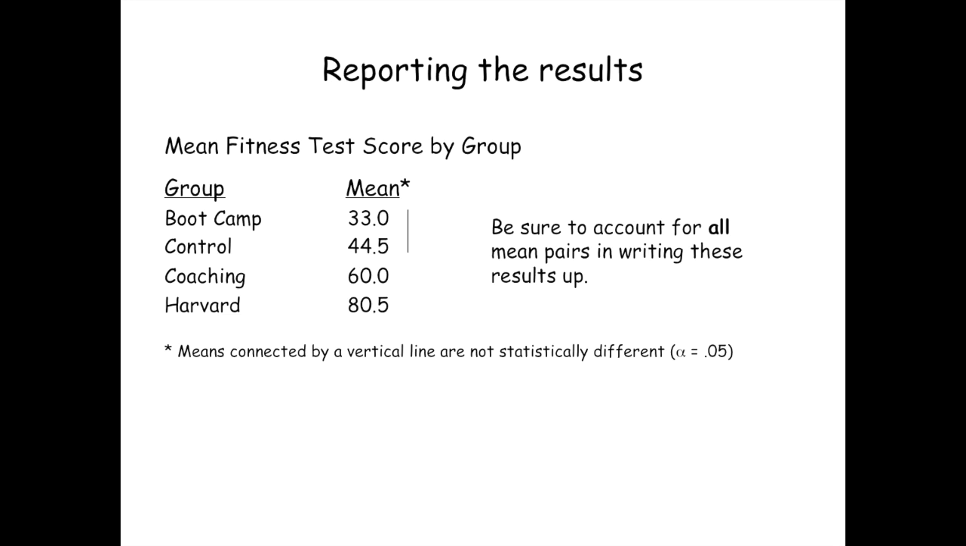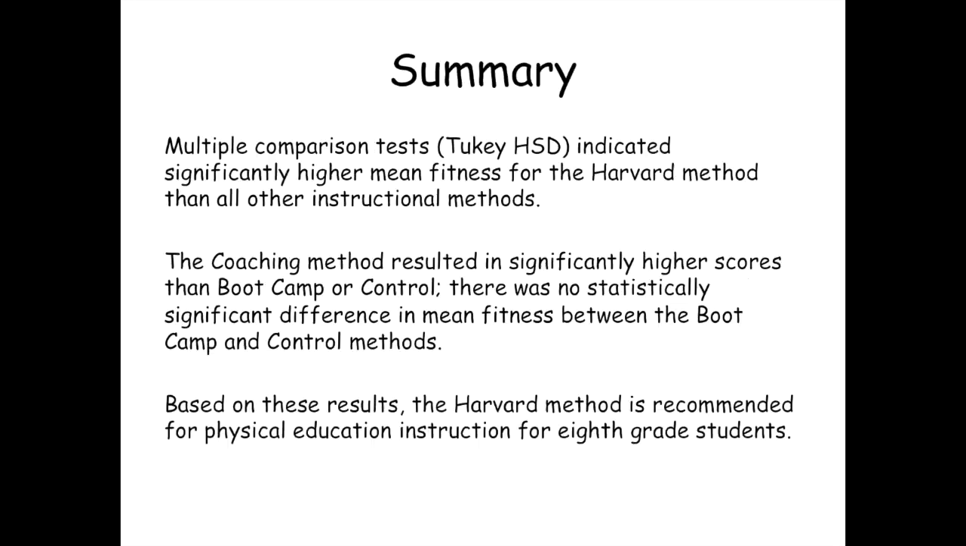When you write up these results, be sure to account for all mean pair comparisons. Here's how these results might be summarized. First, indicate the procedure that was used. The mean fitness for Harvard was significantly higher than all other groups, and coaching was significantly higher than either bootcamp or control. There was no difference between bootcamp and control methods. Based on these results, the researchers would recommend the Harvard instructional method for 8th graders taking physical education classes.